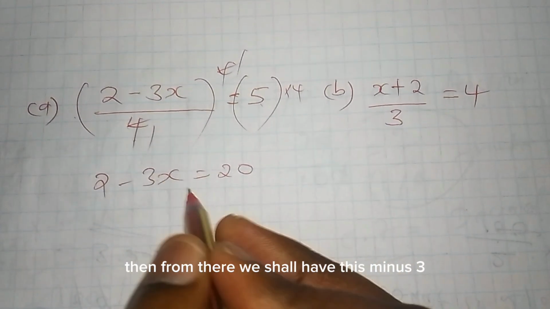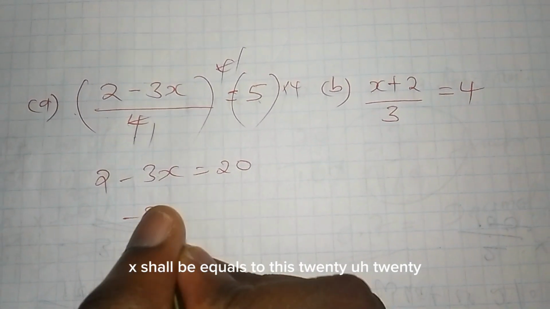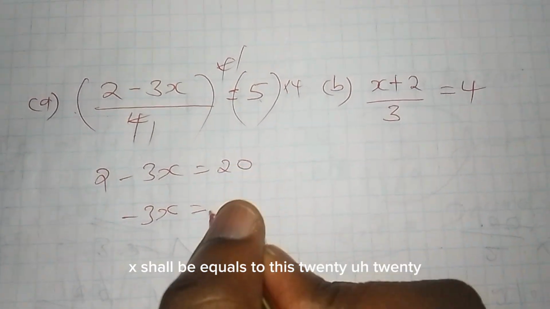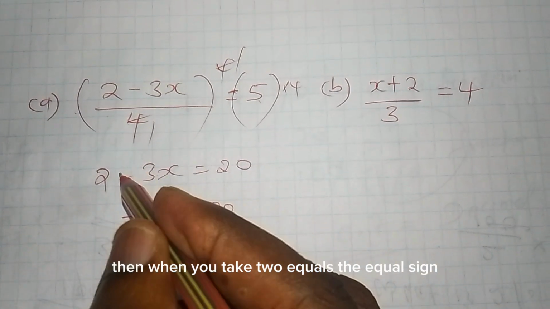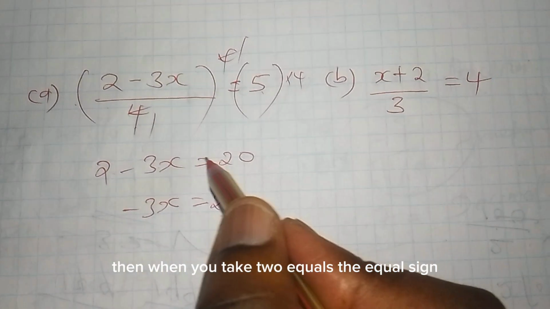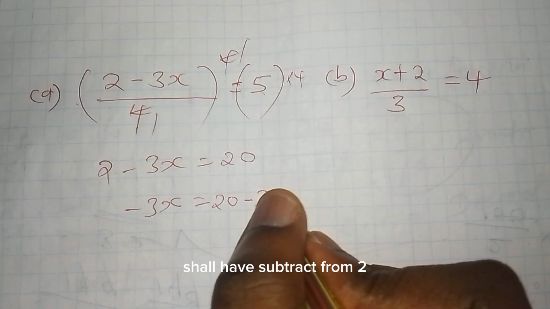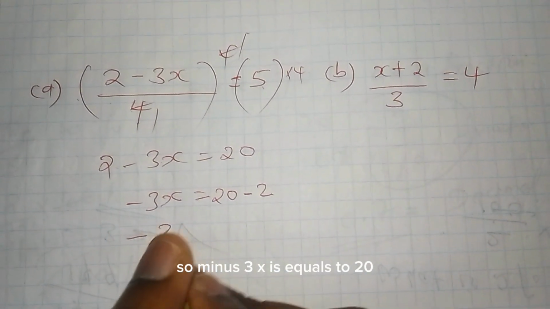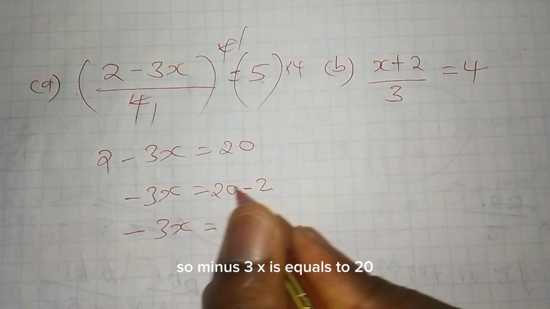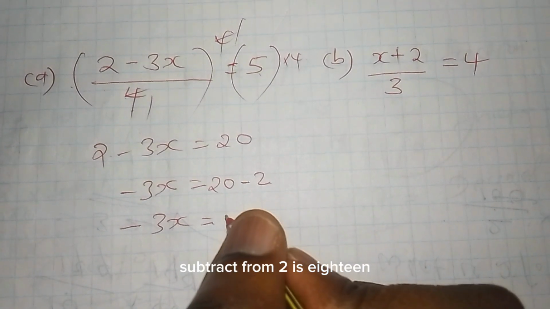Then from there we shall have this minus 3x shall be equal to this 20. Then when you take 2, it crosses the equal sign, we shall have subtract from 2. So minus 3x is equal to 20 subtract from 2 is 18.